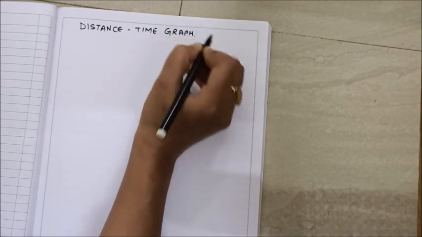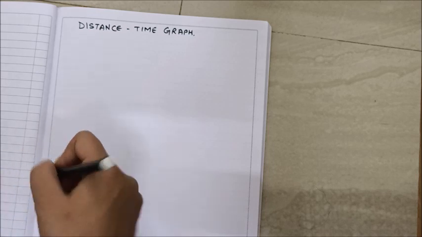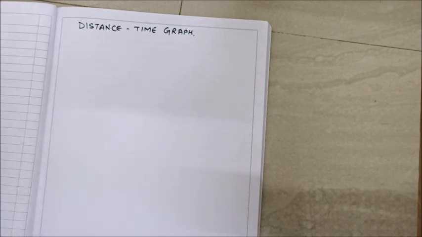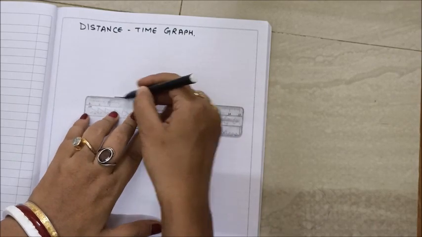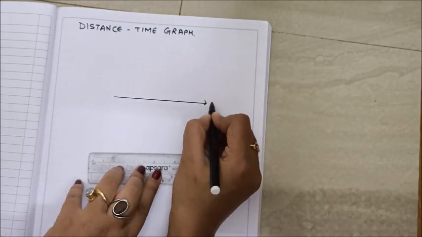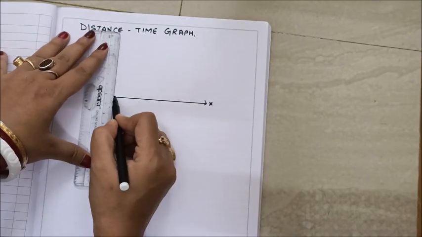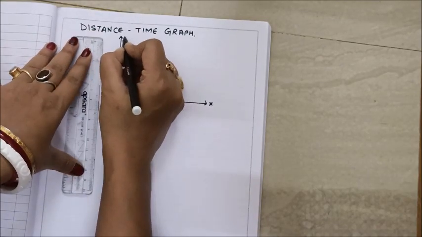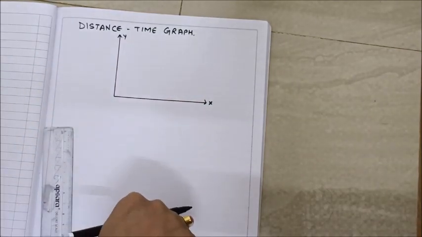Now the distance time graph is basically a graph which shows the variation of the distance covered by an object to the time taken by the object. The time is always taken on the x-axis as I am making right now. This is my x-axis, and the distance is always plotted on the y-axis. We have to put the namings of x and y whenever we plot a graph.